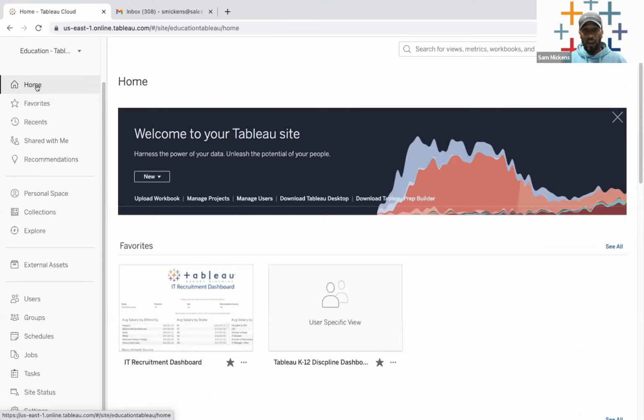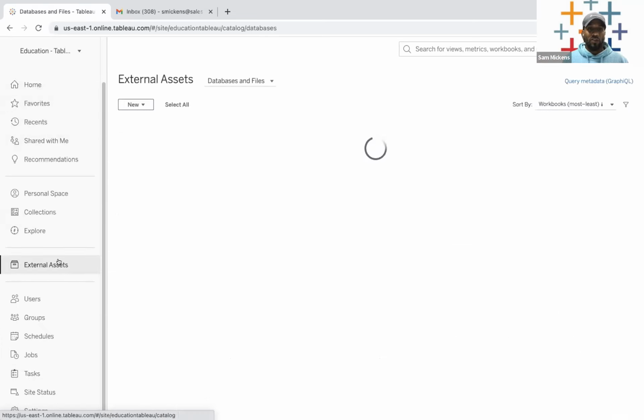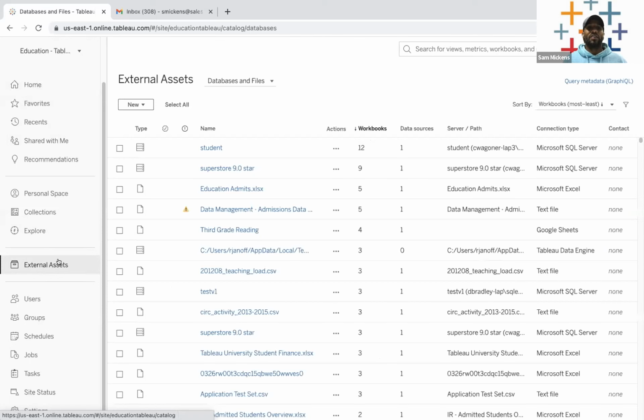With the management add-on, as soon as you log into your Tableau environment, like I'm right here, one of the key quick pieces is, if I click right here on external assets, it automatically tells us what data sources are connected to our environment.